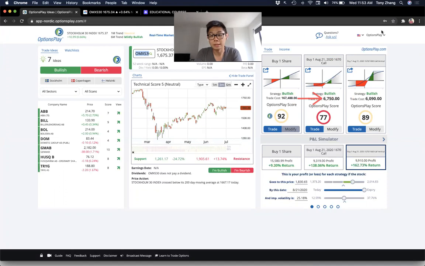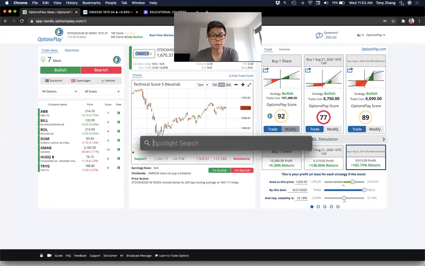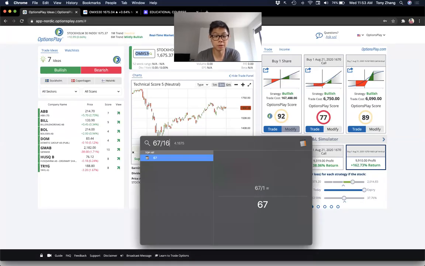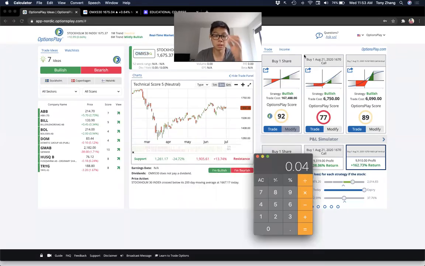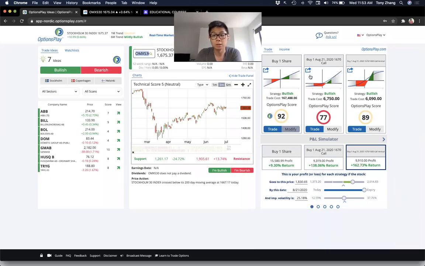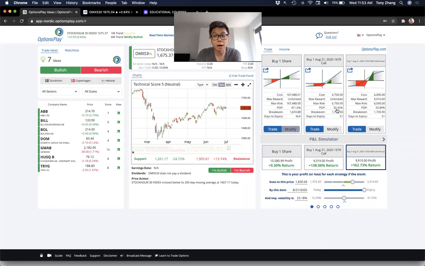option. Now, 1670, let's take a look. 67 out of 1675 is roughly 4% of the underlying index value. So you're risking 4% of the underlying index value to take a bullish bet that OMX S30 will be above 1737, which is the break-even price of this strategy by the August expiration.